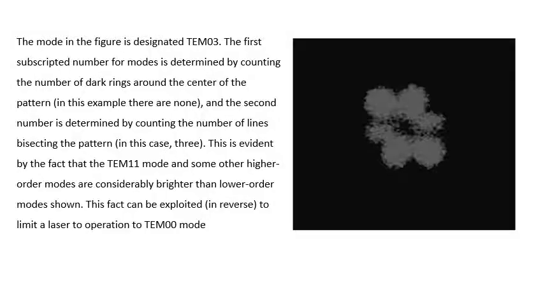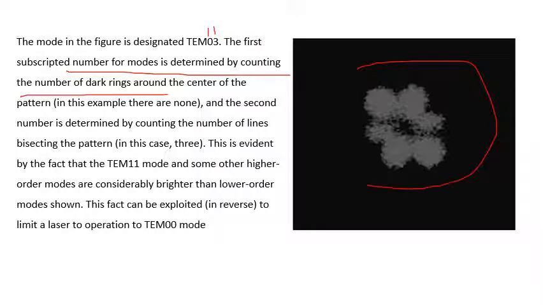What you see in this slide is a TEM03 mode. How is it TEM03? The first number and the second number. The first number is the number of modes, found by counting the number of dark rings around the center. There is no dark ring around the center, so that is why it's zero.